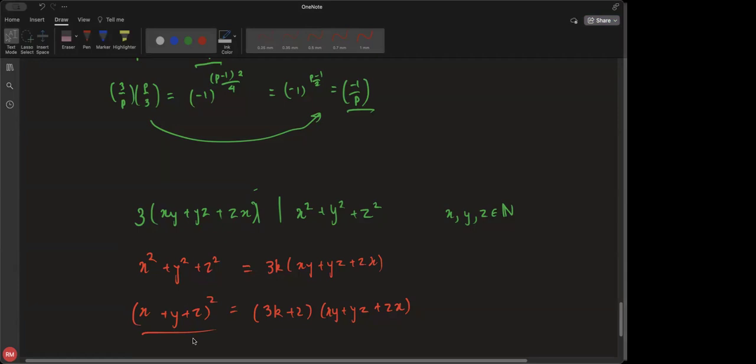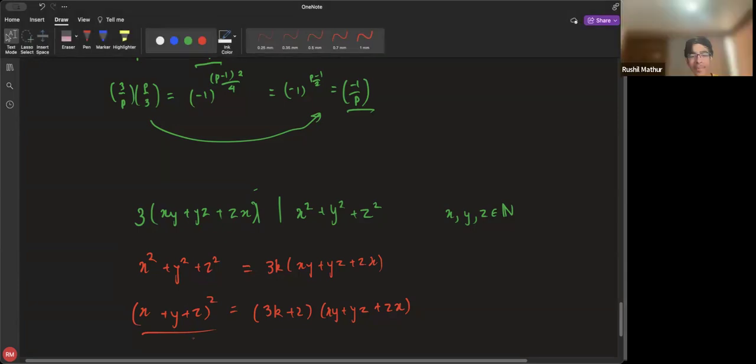Also, why did you put it equal? I chose k so that it becomes equal. Like x square plus y square plus z square is 3 times this times some k, right? The only way to do the completing the square is to have equality, because I need to add exactly 2 times xy plus yz plus zx.